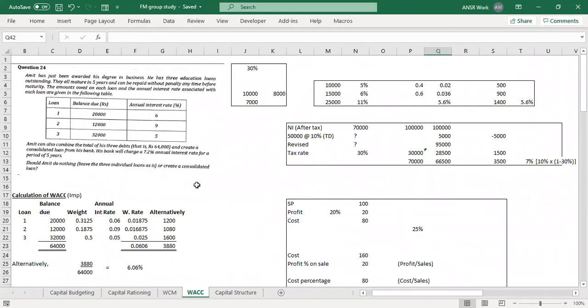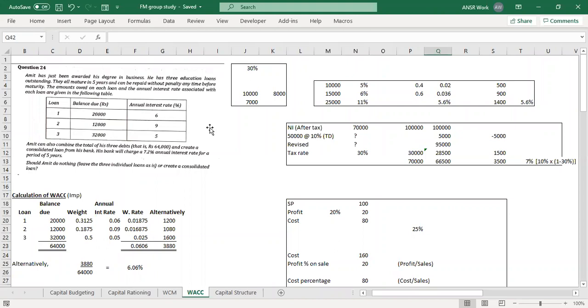Okay. Now moving on to the question directly. The question reads: Amit had just been awarded his degree in business. He has 3 education loans outstanding. They all mature in 5 years and can be repaid without penalty at any time before maturity. The amounts owed on each loan and the annual interest rate associated with each loan are given as follows.